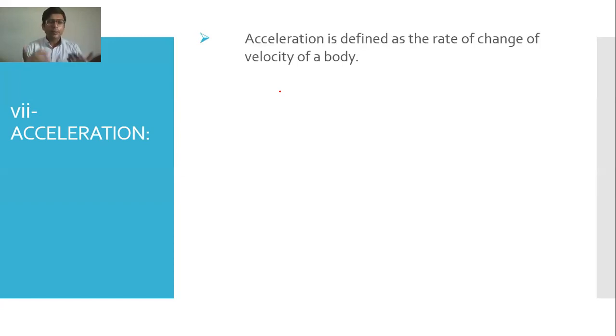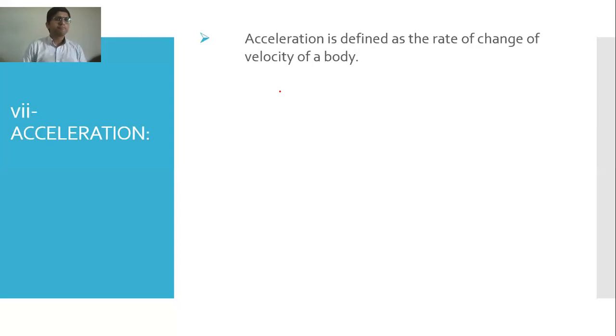For example, if I give you an example in order to make you understand about this. For example, I am moving on a road and I am continuously changing my speed, like 2 meters per second square. What does this mean? I am moving with 2 meters per second in the first second, and in the next second I am moving with 4 meters per second, which means that I'm accelerating with 2 meters per second square.